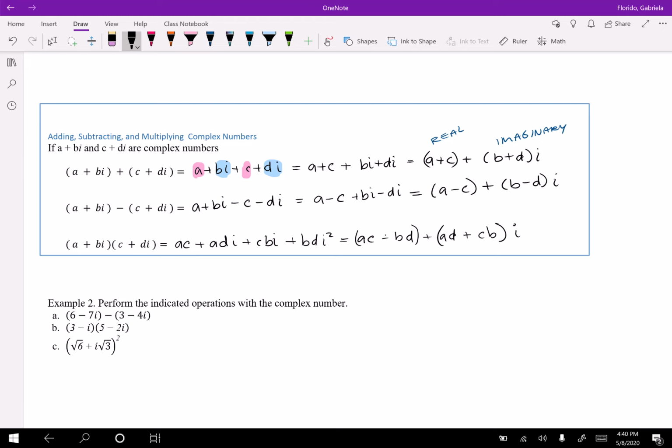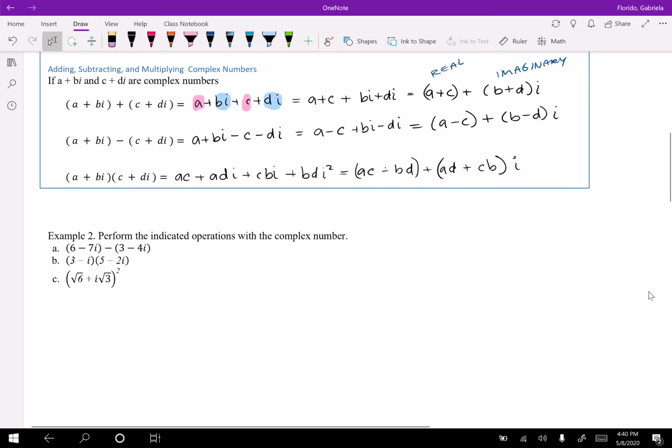So let's actually practice doing this with values. That way we don't have so many variables running around. So let's try example 2. Perform the indicated operations with the complex numbers. All right, and so again, we could just use the outcome that we got from these formulas, or we could just do FOIL and combining like terms. But again, notice how the formulas work as well, if you wanted a shortcut.